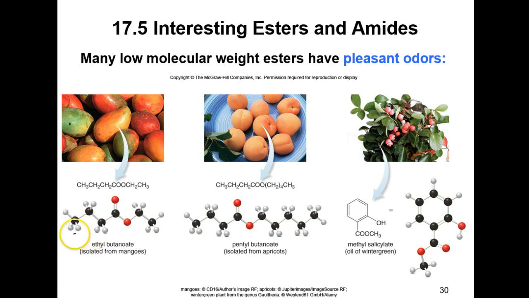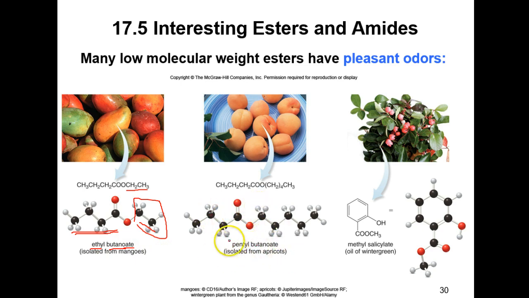You can see that if you have four carbons, so a butane, and then an ethyl group, a very simple compound, that is the actual smell in a mango, one of the compounds in mango. See how it's called ethyl butanoate because you have an ethyl group hanging off of the oxygen, and you have four carbons, which is a butane, and then you end it in -oate.